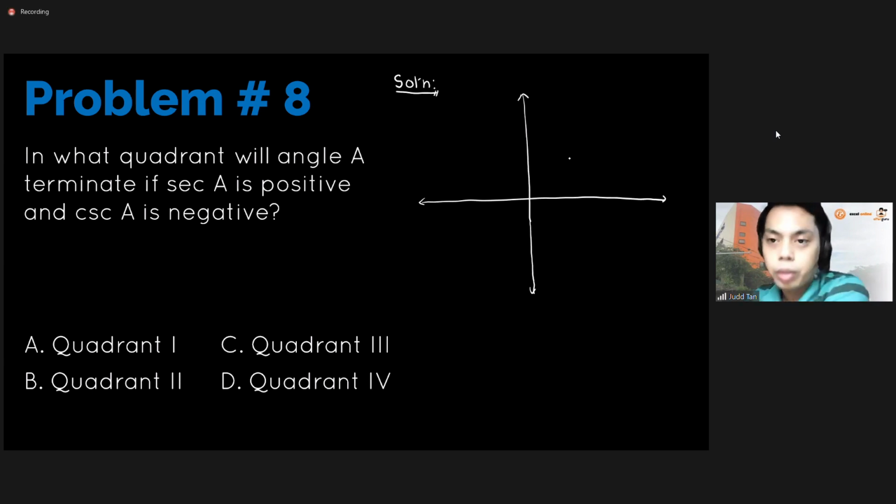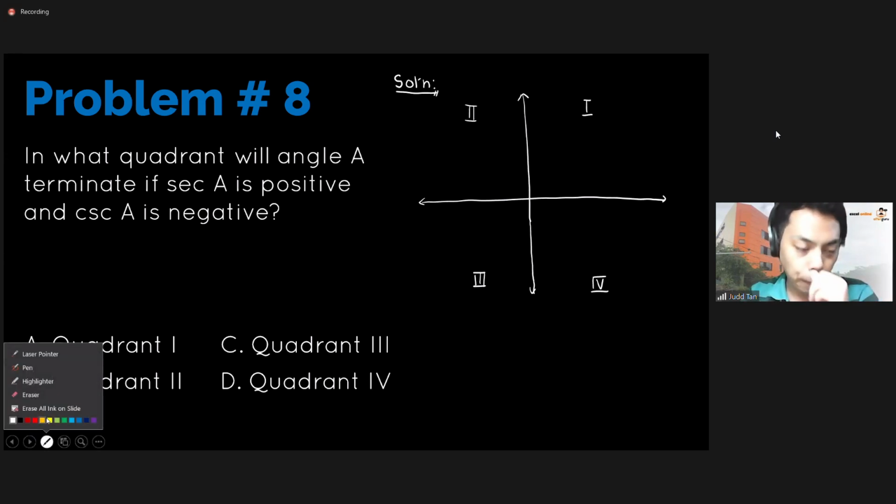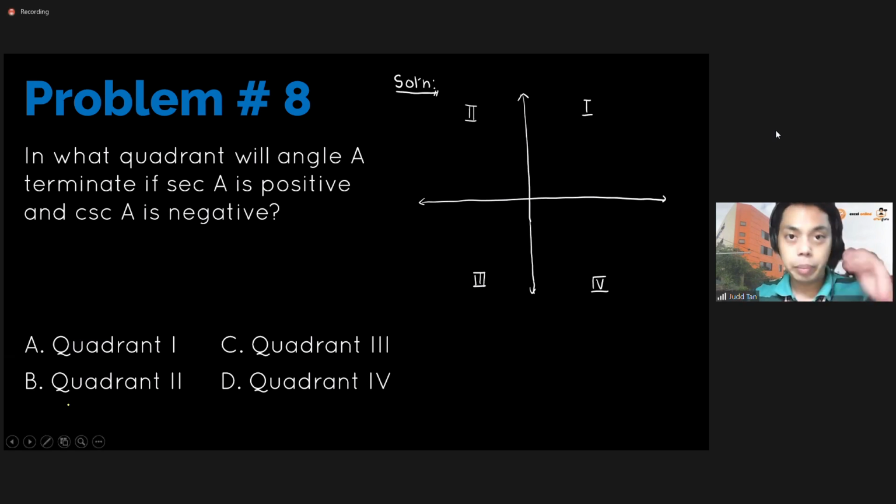Okay. So we have quadrant 1, quadrant 2, 3, tsaka 4. So tandaan guys, tandaan always, yung angles ng mathematics are always positive kapag counterclockwise yung ikot natin sa isang coordinate system.